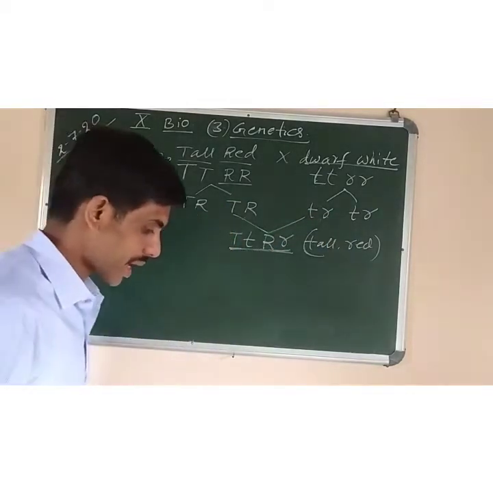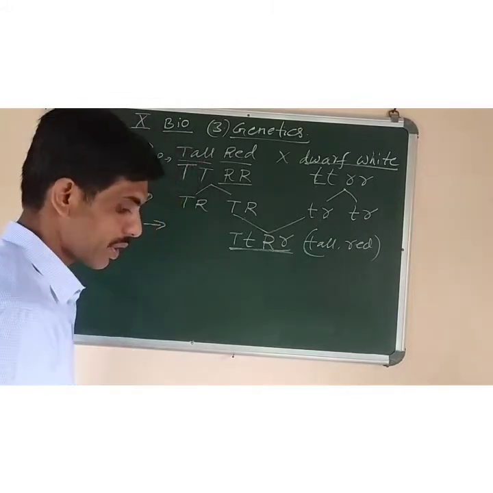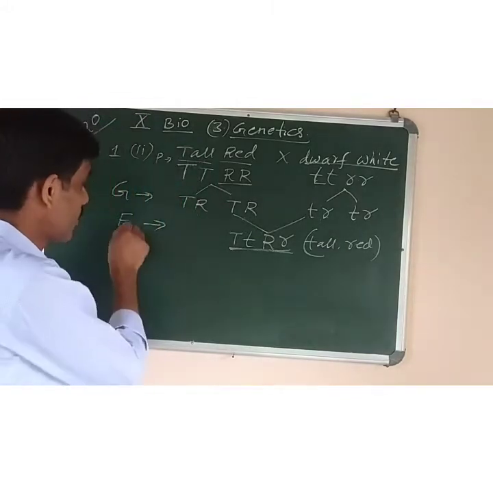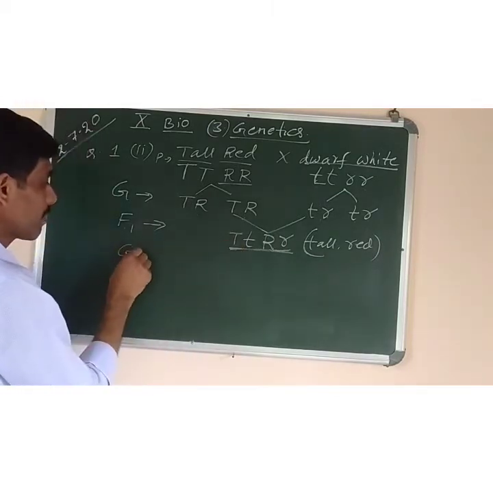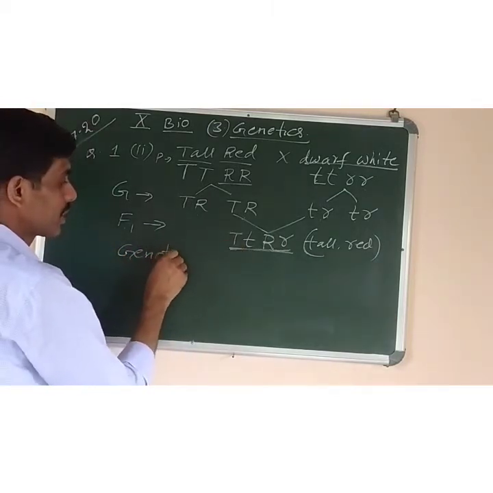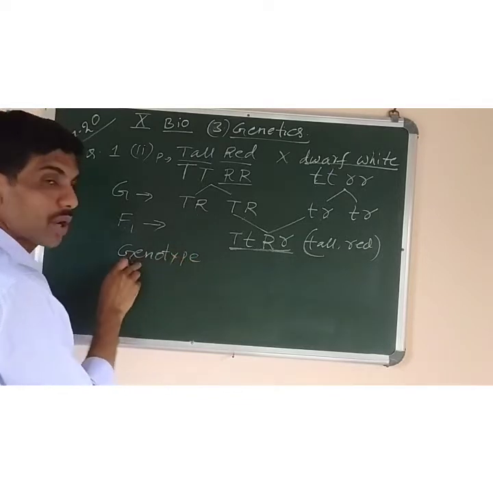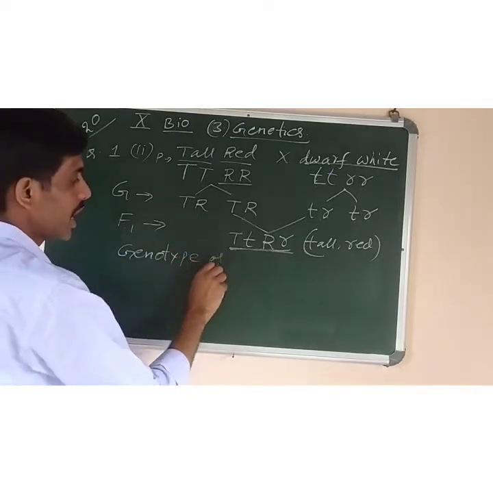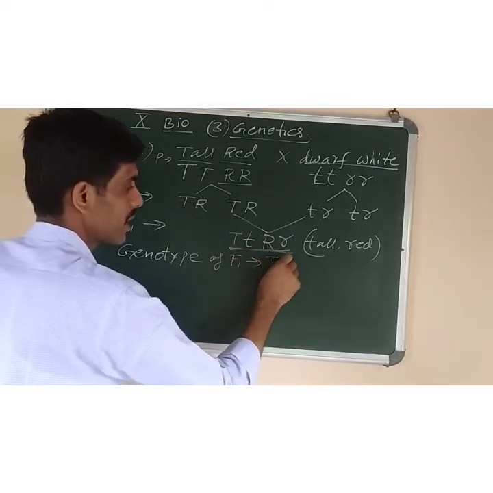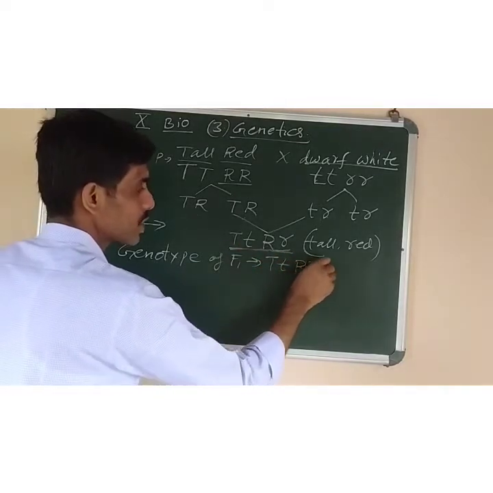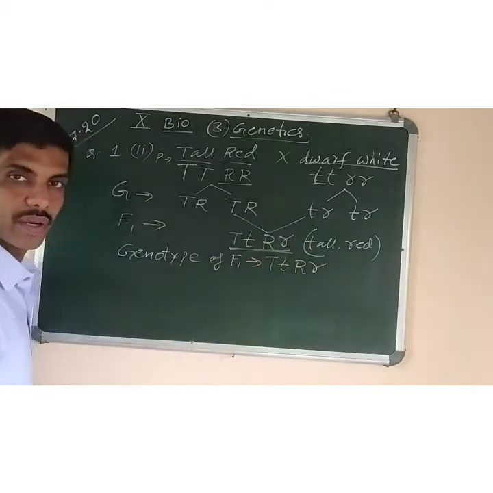Now what is the question asked? Give the genotype and phenotype of the F1 generation. So for the F1 generation genotype, what will you write as the answer? Genotype, that is the genetic constitution or makeup of an individual, is called genotype. So the genotype of the F1 generation will be this one only, that is capital T, small t, capital R, small r. Genes are shown here.